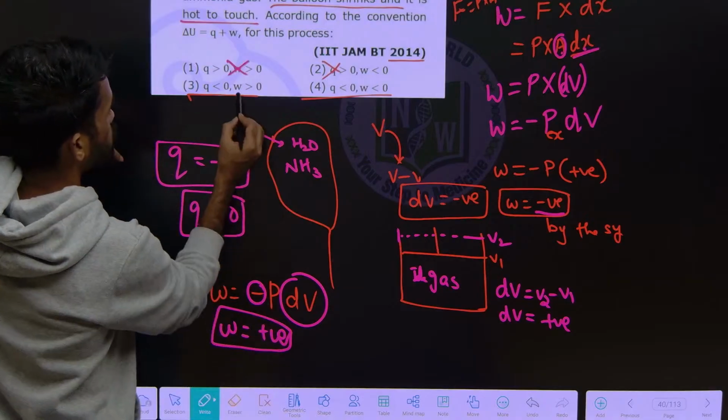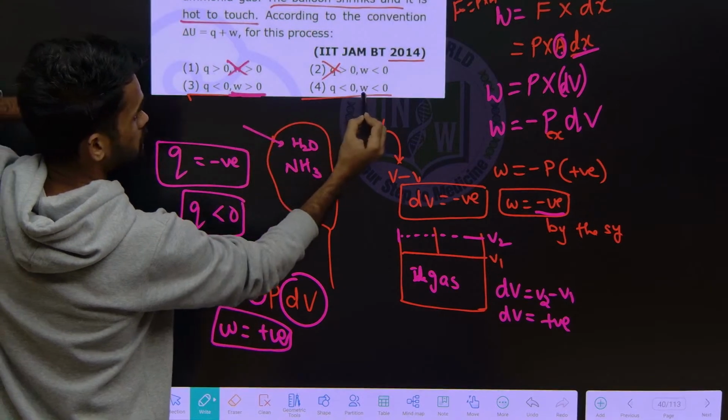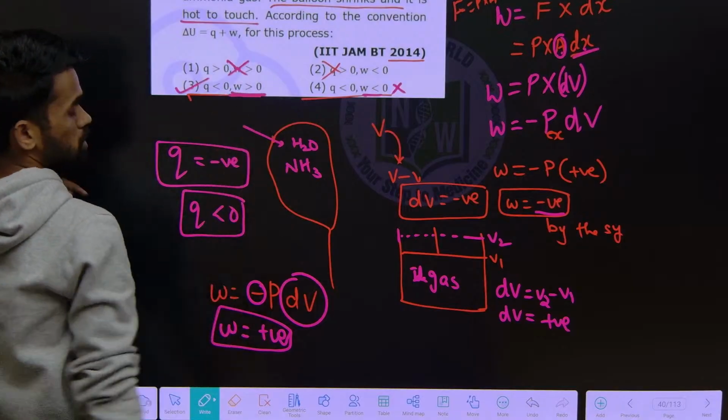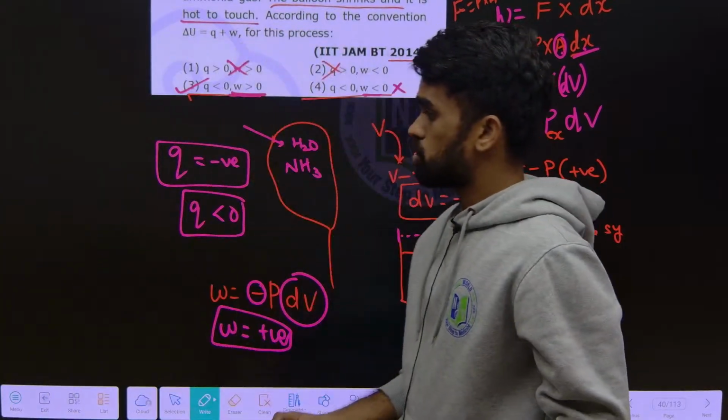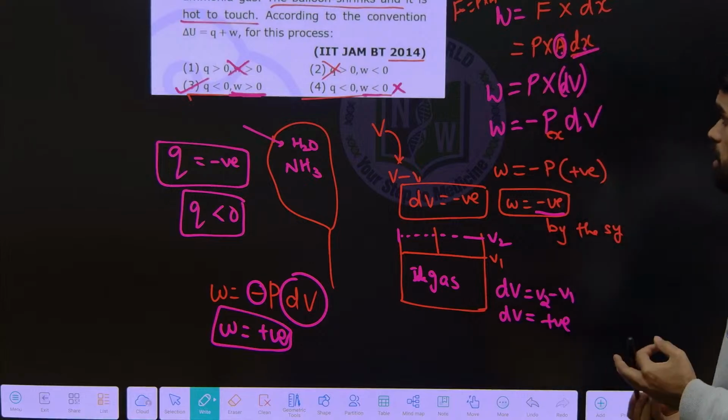Where do we have positive here? Yes, this is positive, this is negative. So ignore this. So option 3 will be the perfect answer for the question. Hope this is also clear. Right, let us move forward.